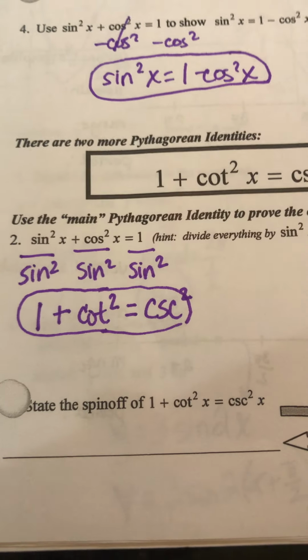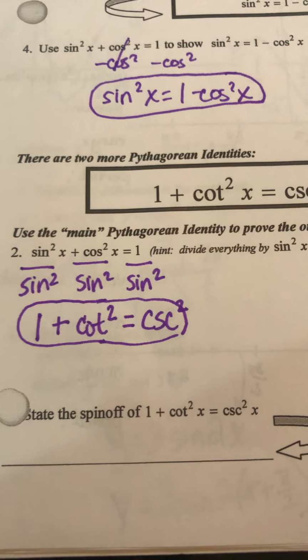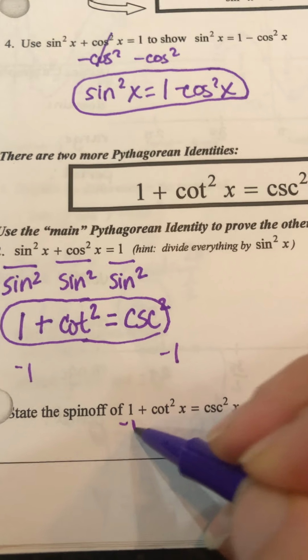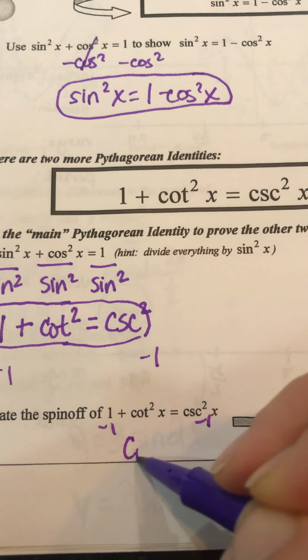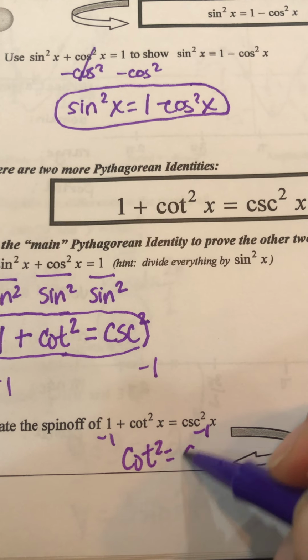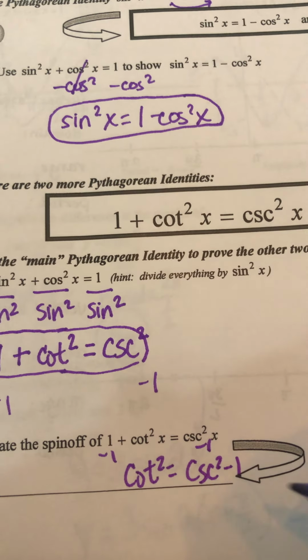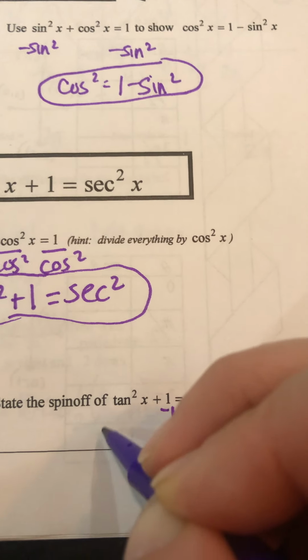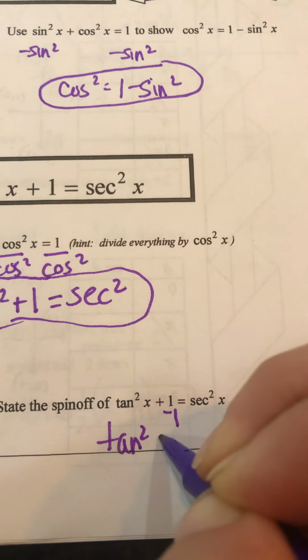Each of these Pythagorean identities have their own spin-offs. That's like kind of the last thing. It's an easy one where you just would subtract 1 from both sides. And so another version of this is cotan squared equals cosecant squared minus 1. And another version of this one is tan squared equals secant squared minus 1.